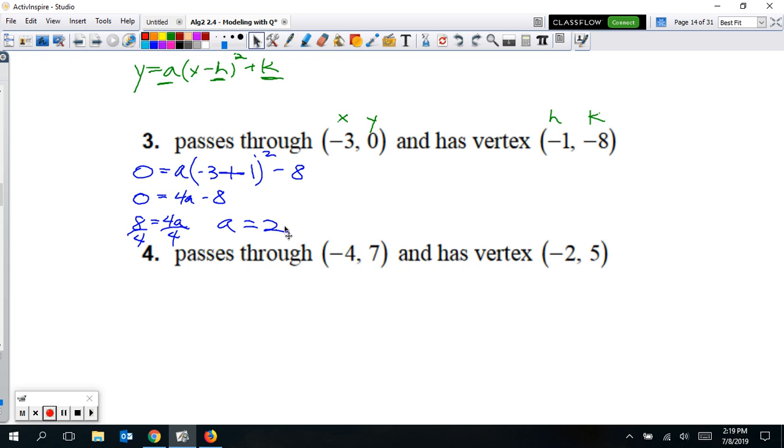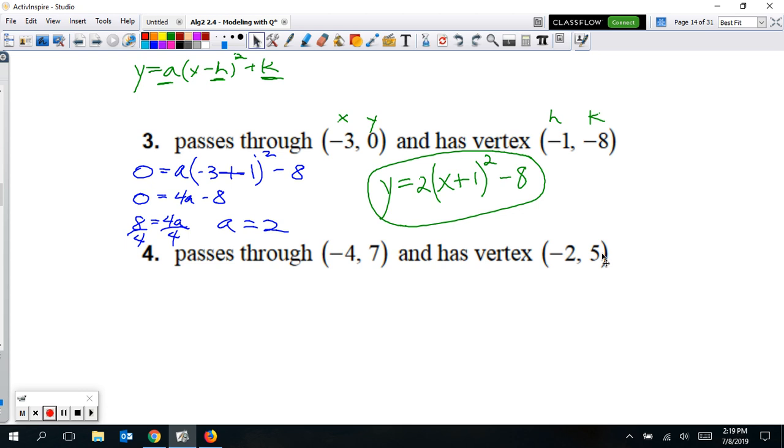So that's what we're going to now put in for our a. So we're going to fill in 2 for a. It's going to be going in as a positive now. So a double negative will be x plus 1, and then the minus 8 at the back. So here's our answer. Y equals 2, and then x plus 1 in the parenthesis with the square, minus 8. Go ahead and pause the video and try to do number 4. See if you can get the equation for 4.